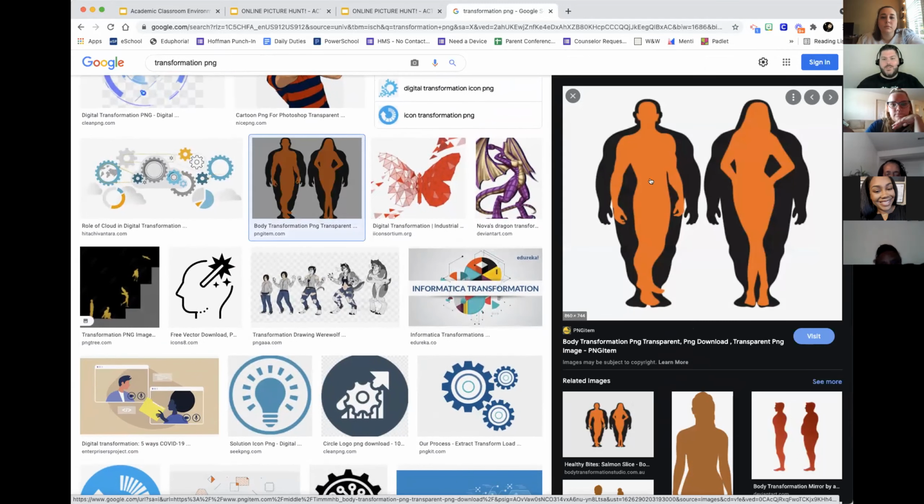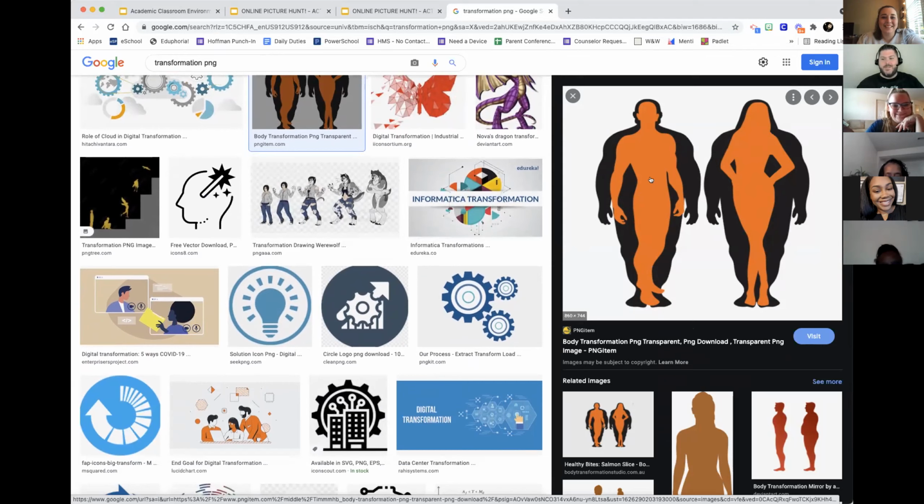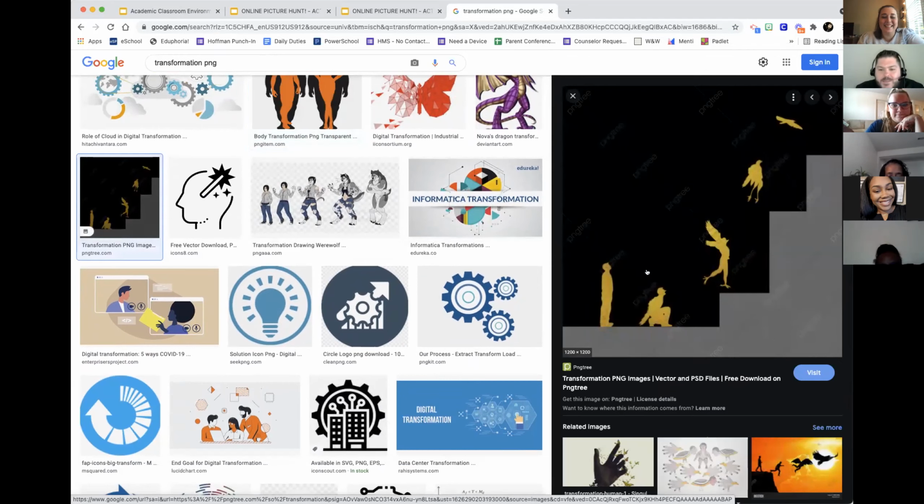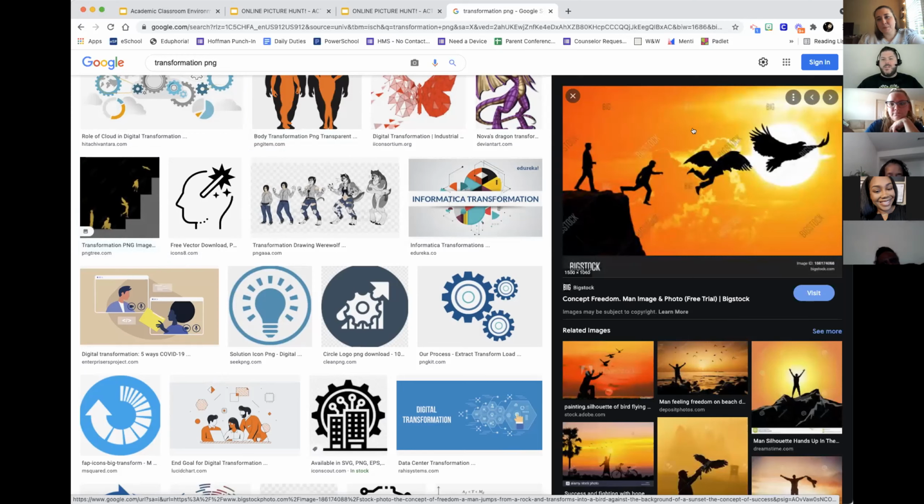Body transformations. Mm-hmm. This is like my yearly goal. So I think that was God trying to put that up there. Sorry. This one is interesting. A person turning into a bird. So there's a variety. Oh, there's another one.